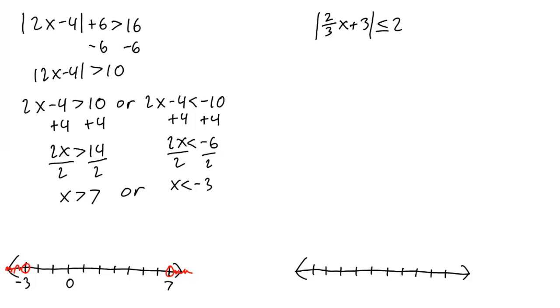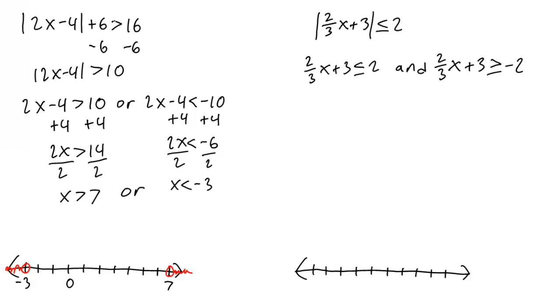Now with this one over here, we have the absolute value of 2/3 x plus 3 is less than or equal to 2. The absolute value is all on the left side, so we split it into two inequalities. 2/3 x plus 3 is less than or equal to 2, and 2/3 x plus 3 is greater than or equal to negative 2.